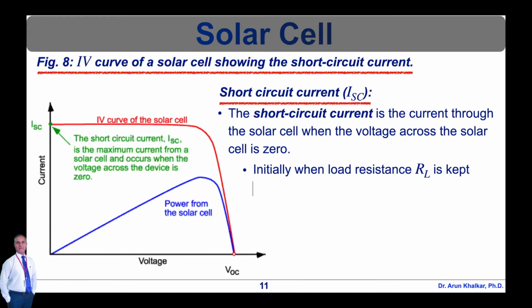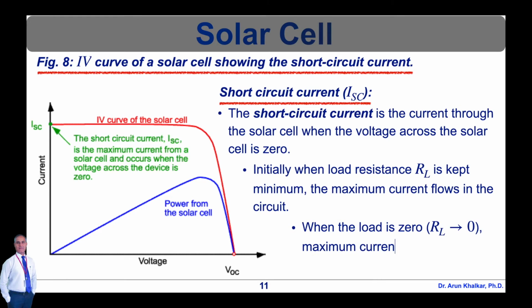Initially, when the load resistance, let's say RL, is kept minimum, the maximum current flows in the circuit. When the load is zero, let's say RL tends to zero, the maximum current is known as the short circuit current. The short circuit current is due to the generation and the collection of light generated carriers. For an ideal solar cell at most moderate resistive loss mechanisms, the short circuit current and the light generated current are identical. Therefore, the short circuit current is the largest current which may be drawn from the solar cell.